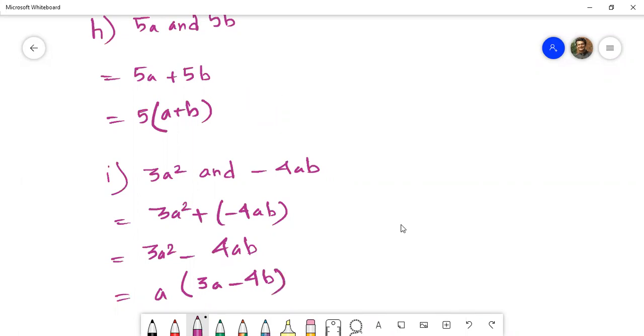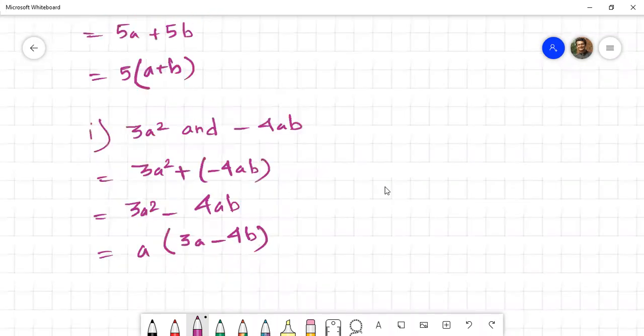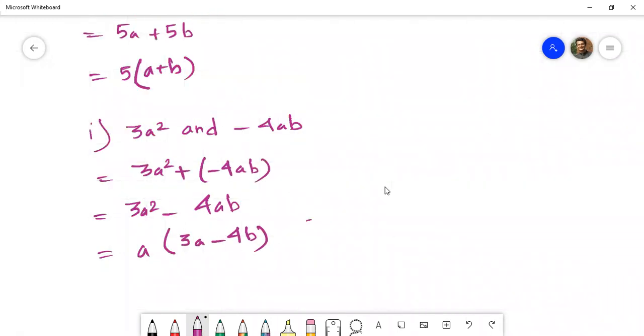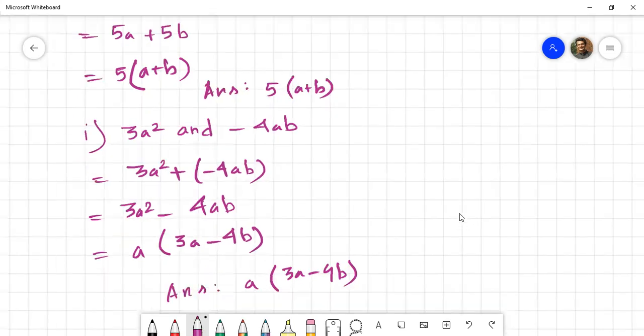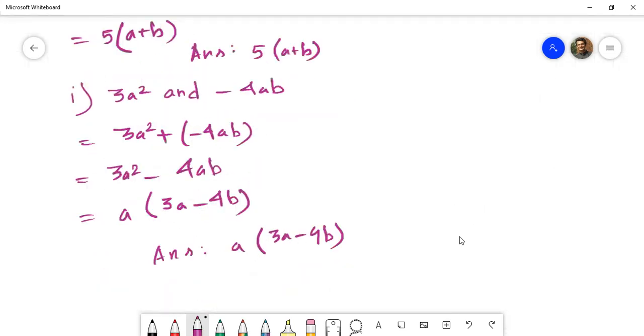So you can put it like this. Make sure you write the answer like this, or you keep it like that, or you put it as: answer, A times (3A minus 4B); answer, 5 times (A plus B). The whole thing is an answer, but put the word answer at the end because I learned it in school.